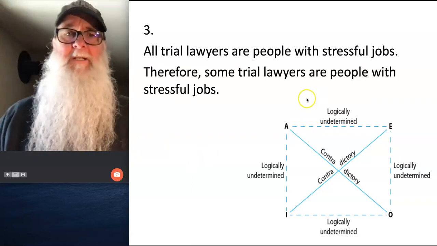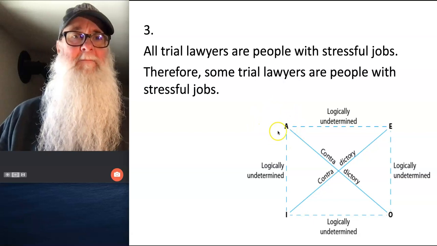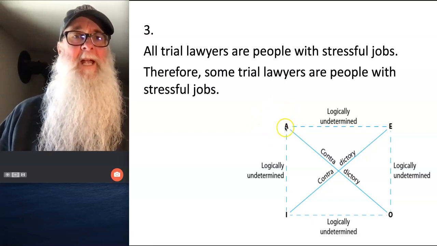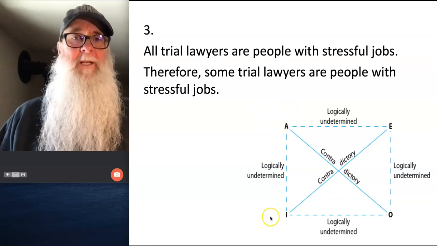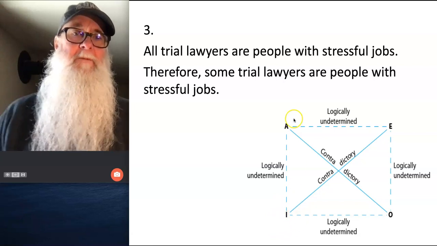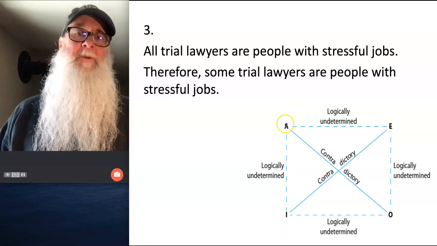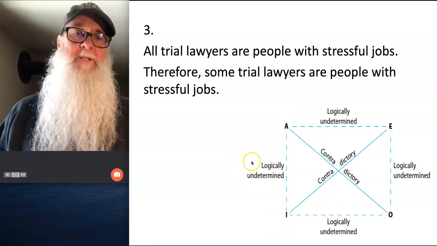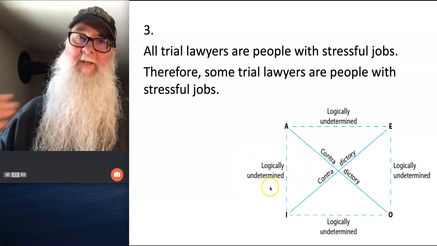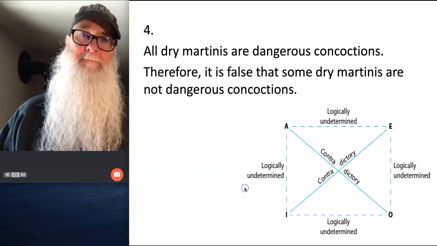Number 3, my premise statement is an A statement that's being offered as true, and the conclusion is a corresponding I statement that's also being offered as true, and the relationship between corresponding A and I statements is logically undetermined, and that tells me this is an invalid argument.